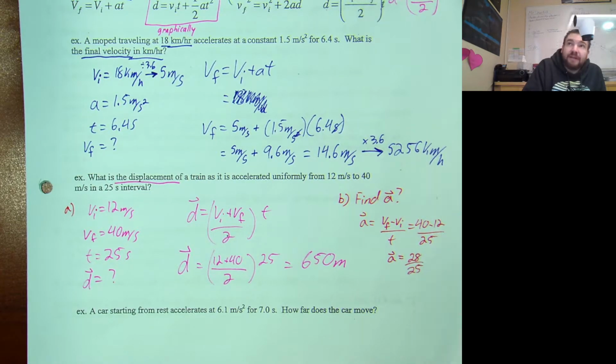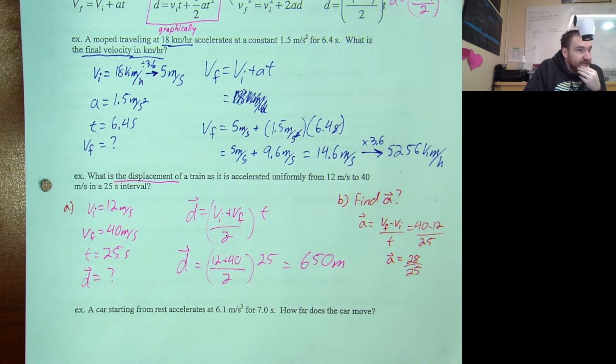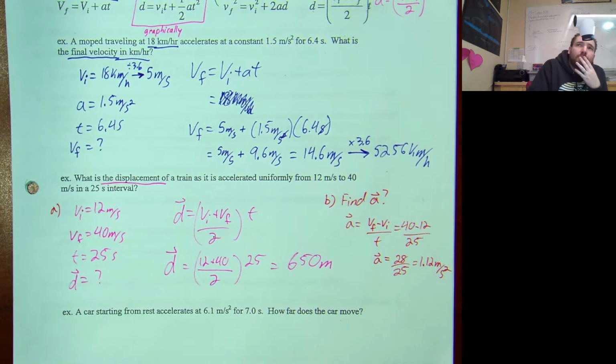And that is not something I can do nicely in my head. What's 28 over 25? 1.12 meters per second squared. Is that the only way we could have found acceleration?